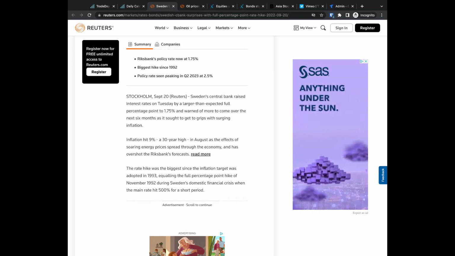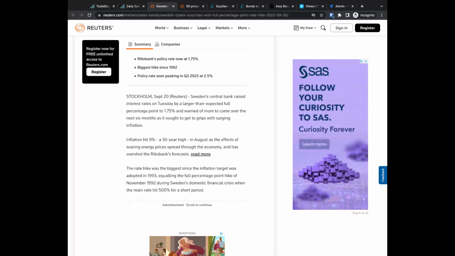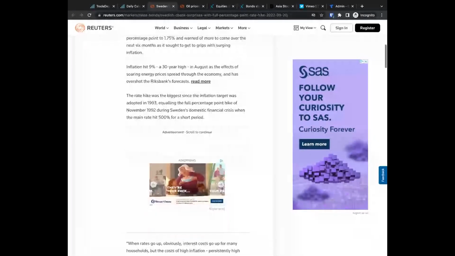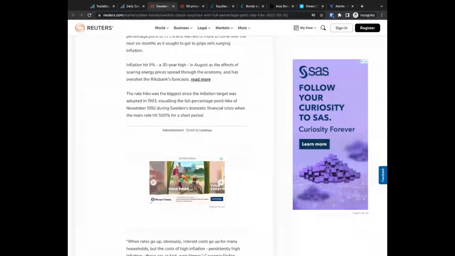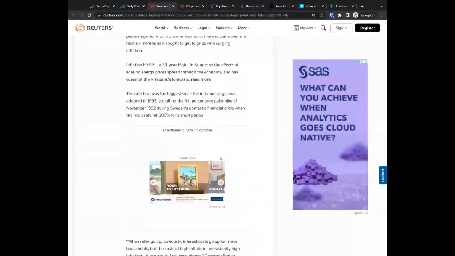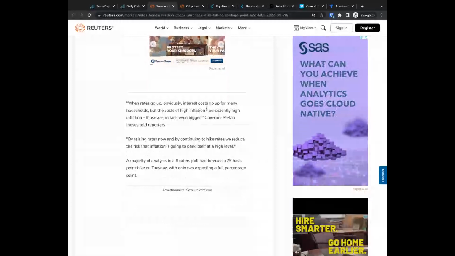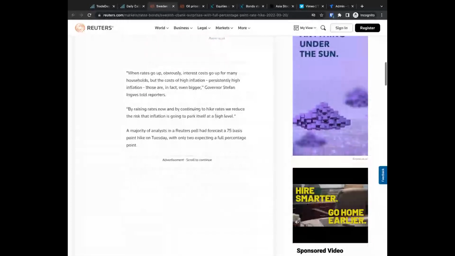Inflation hit 9%, a 30-year high in August, as the effects of soaring energy prices spread through the economy and overshot the Riksbank's forecast. Now, the Riksbank is Sweden's central bank. The rate hike was the biggest since the inflation target was adopted in 1993. When rates go up, obviously, interest costs go up for many households. There's some commentary there.